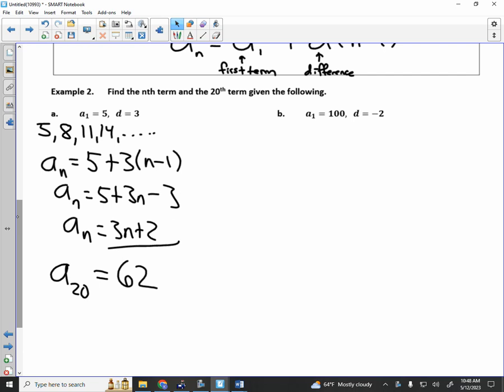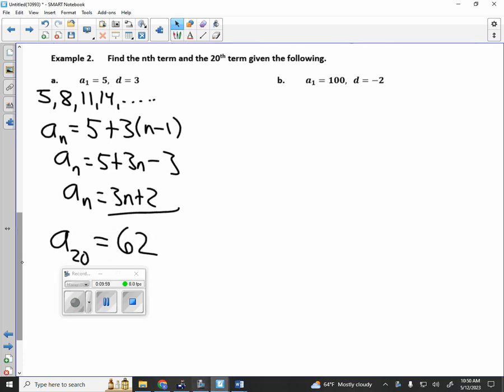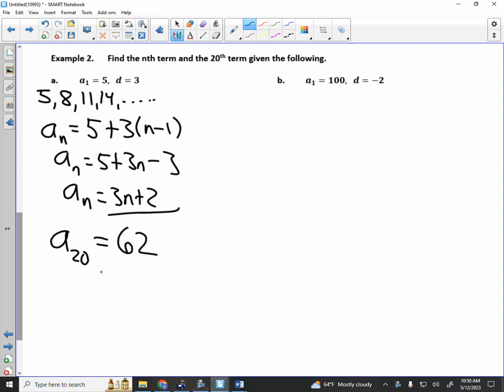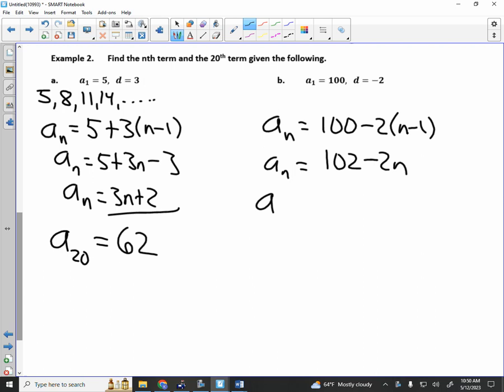Go ahead for a moment and just take some time and write the rule for letter B. See if you can do that on your own. All right. So did you guys get a sub n is equal to 100 minus 2 times n minus 1? So that would produce 102 minus 2n. Is that what you got? Yeah. And then notice that when you produce the 20th term, we plug in 20 and you get 102 minus 40, which is 62.